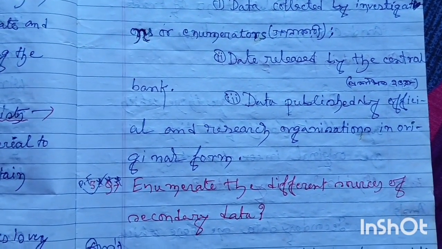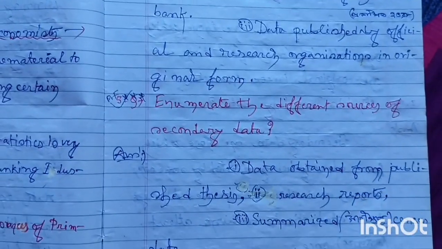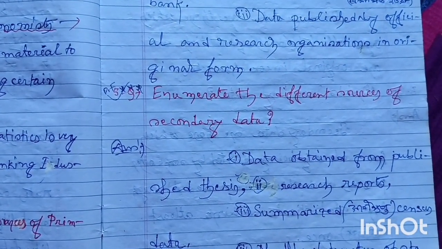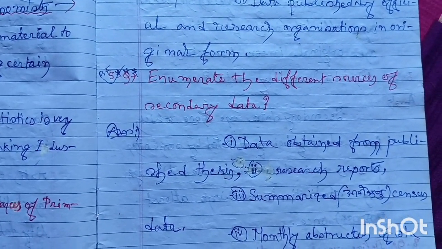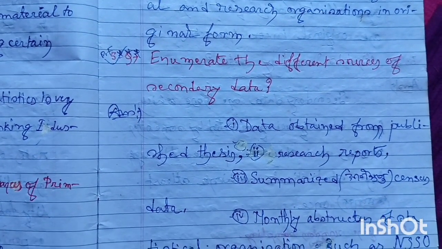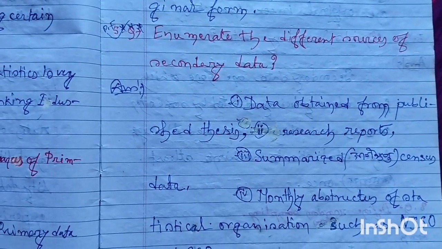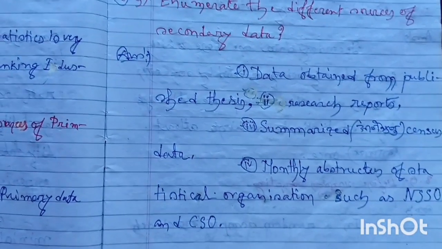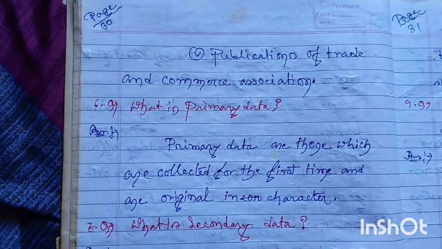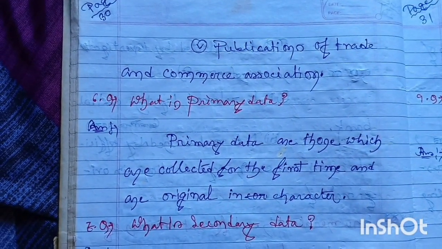Question number 5, enumerate the different sources of secondary data. Number 1, data obtained from published theses. Number 2, research reports. Number 3, summarized census data. Number 4, monthly abstracts of statistical organizations such as NSSO and CSO. Number 5, publications of Trade and Commerce Associations.